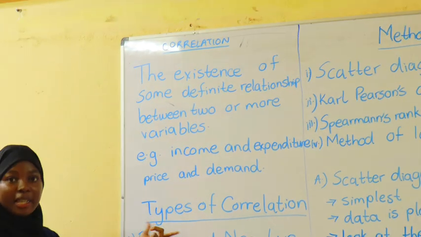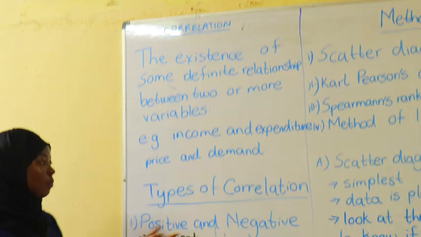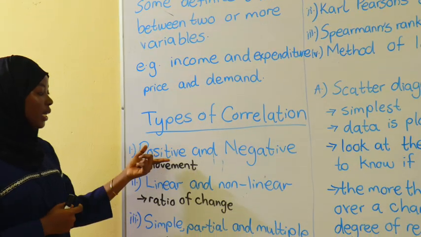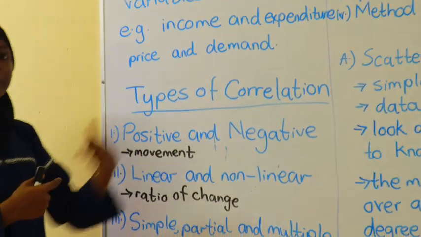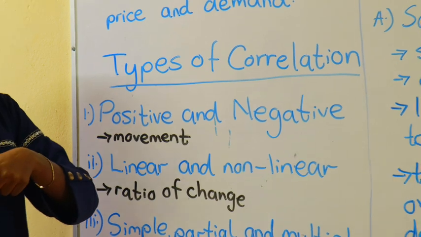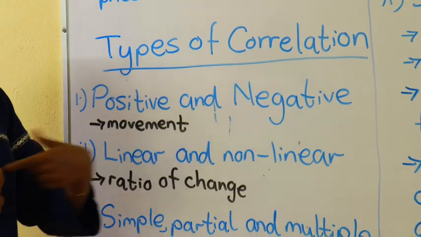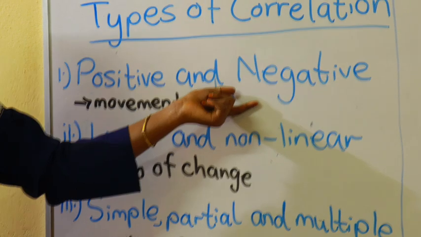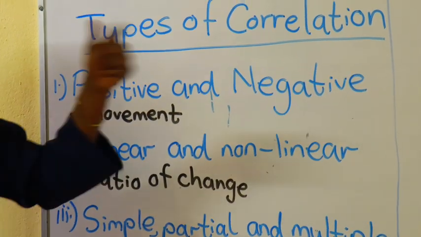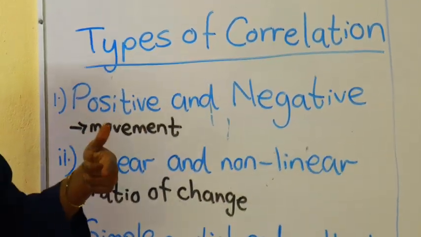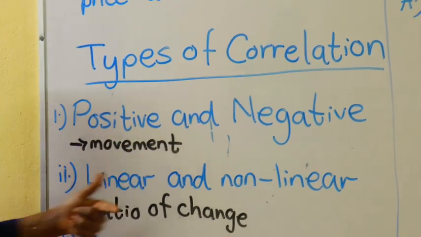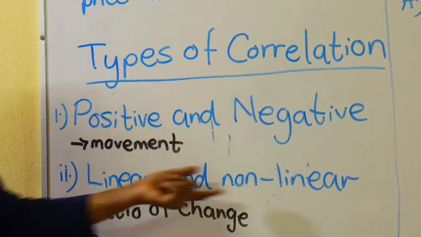So we have three types of correlation. One is positive and negative. Positive correlation is when one variable increases, the other one also increases. That is positive. They're all moving in the same direction. When I say negative correlation, when one variable increases, the other one decreases. They're moving in opposite directions. Okay?